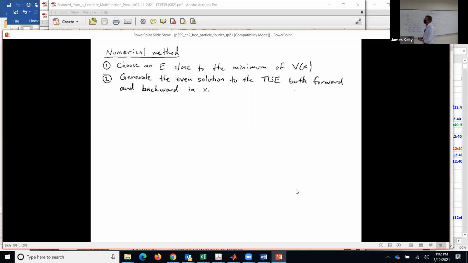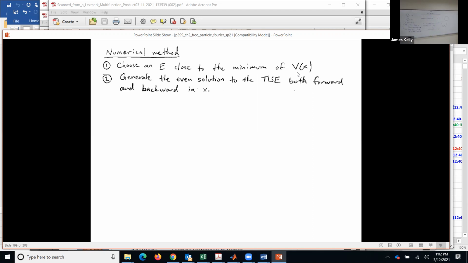Good. Okay, so how are we going to do this in MATLAB? Let me just show you some quick code, and then what I suggest you do is keep on refining it, making the code do more work. What we're going to do is choose an energy value that's close to the minimum of the potential.